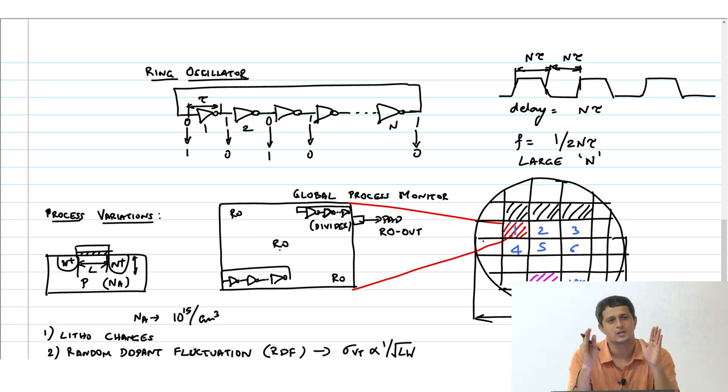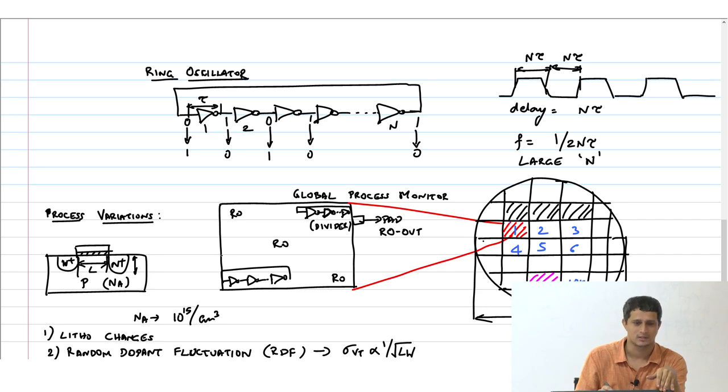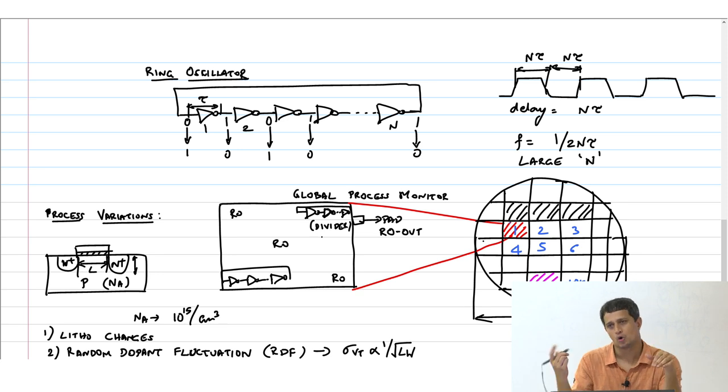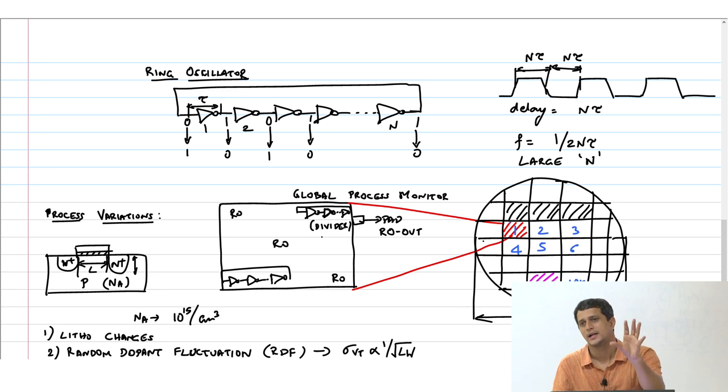So the ring oscillator is primarily used as a process monitor, both for within die variations. This is called a within die variation. Within the die, two different points can have different variations, right? It is also used as a global process monitor in the sense that every transistor on that die will basically have the same variation, but it can change from die to die.